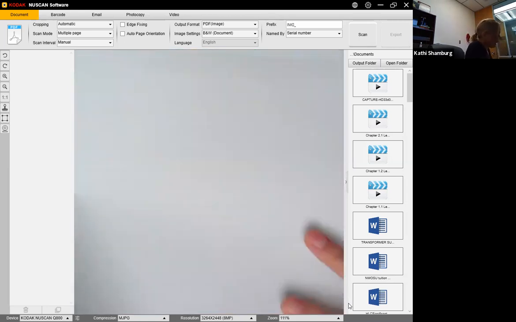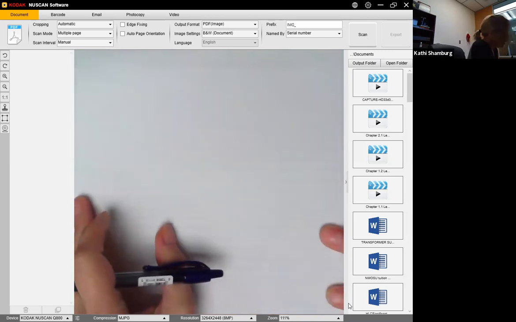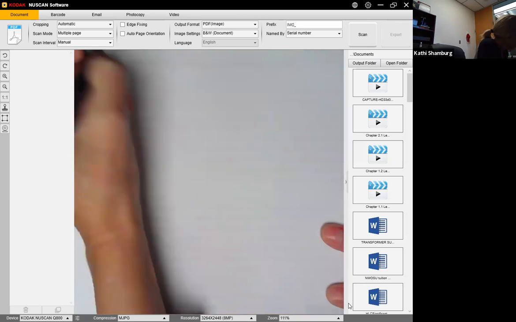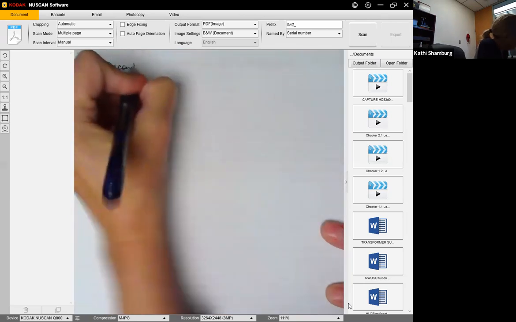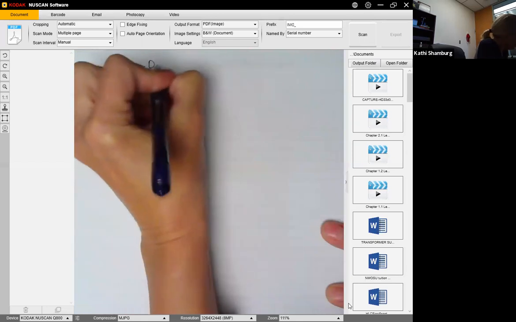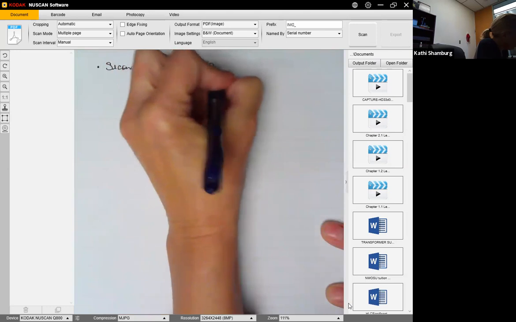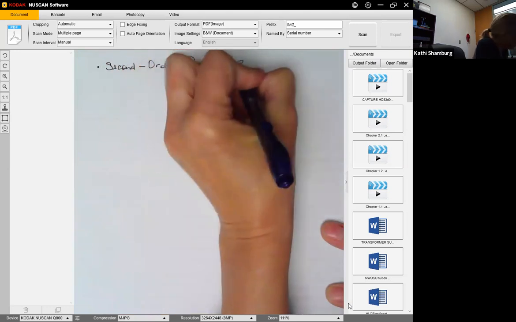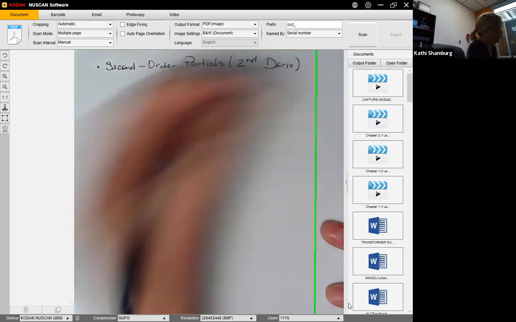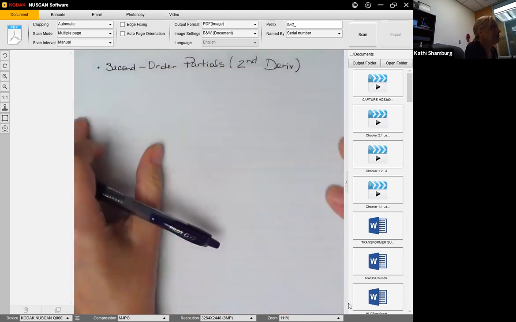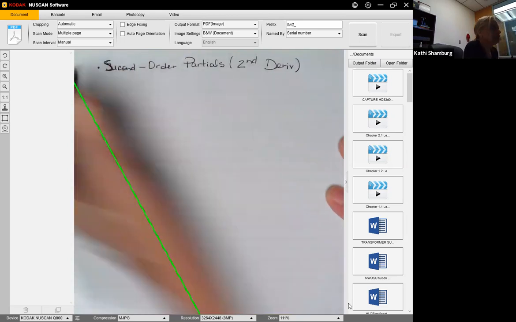Now we're going to look at what are called second order partials, which just means we're taking the second derivative. All right, so we've been taking the first derivative. Now we're going to look at taking the second derivative.